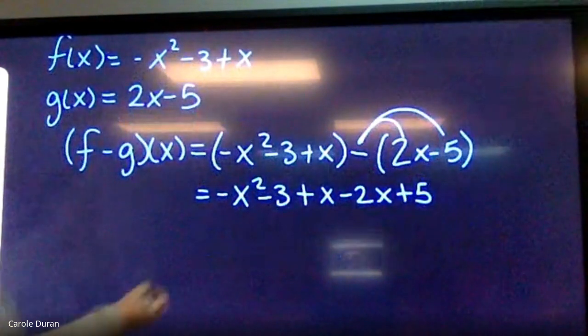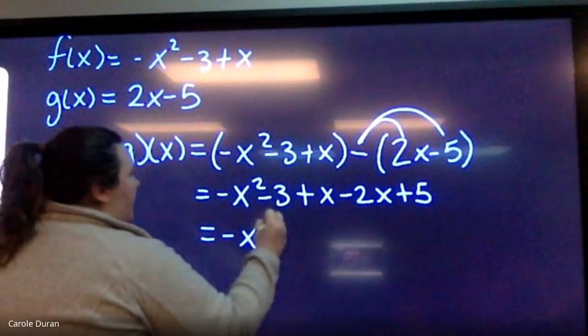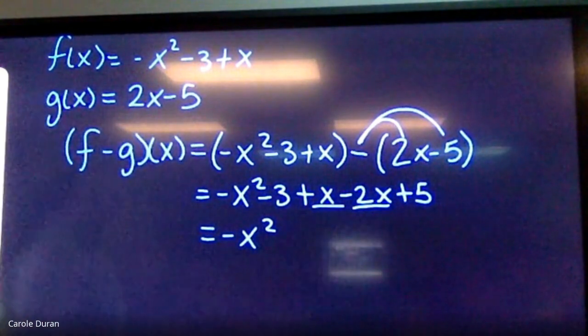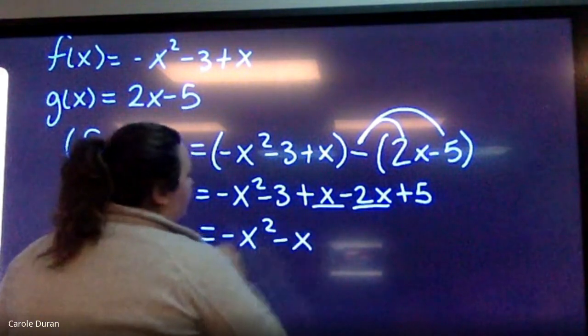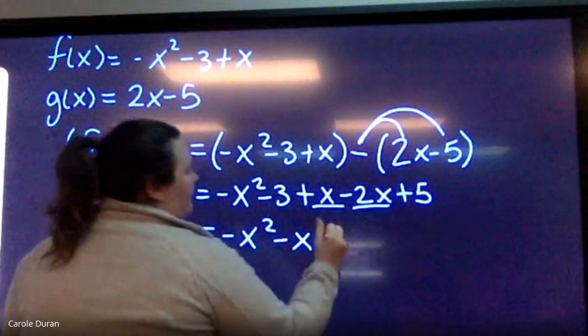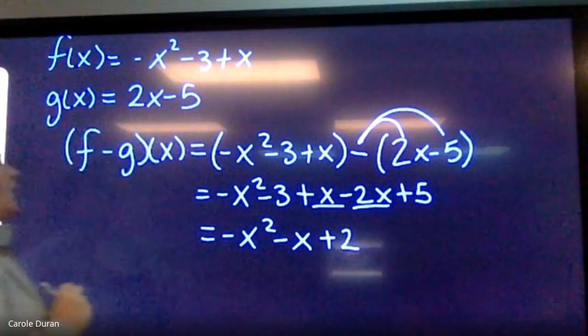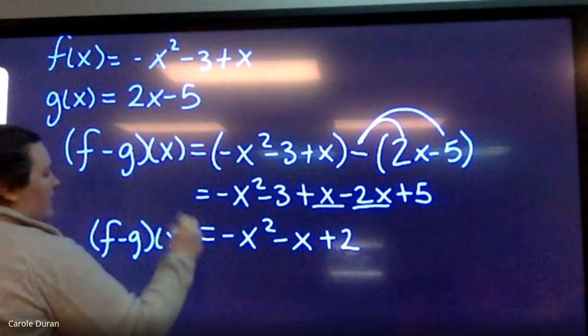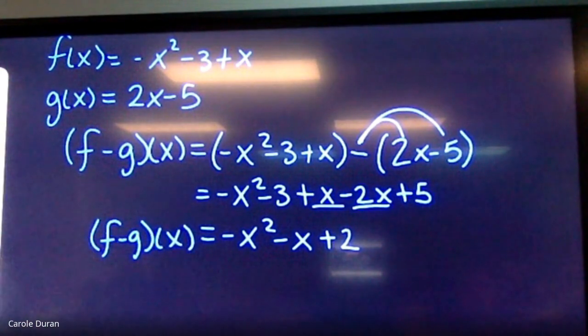So nothing combines with my x squared, so that's going to stay. I have a positive x and a negative 2x, which means 1 minus 2 equals negative 1. So I have a negative x here. And then negative 3 plus 5 is a positive 2. So my subtraction, f minus g of x, is equal to negative x squared minus x plus 2. If you want to put a 1 in front of that x, you're more than welcome to. It can be negative or minus 1x plus 2 if that helps you.